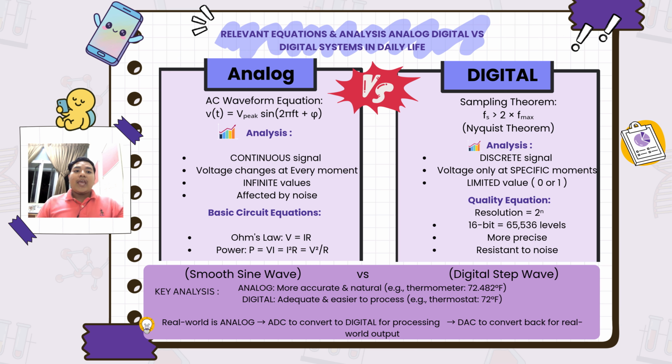In summary, analog is more natural and accurate, while digital is more precise and noise resistant. Since the real world is analog, we need ADC and DAC converters to bridge both systems.